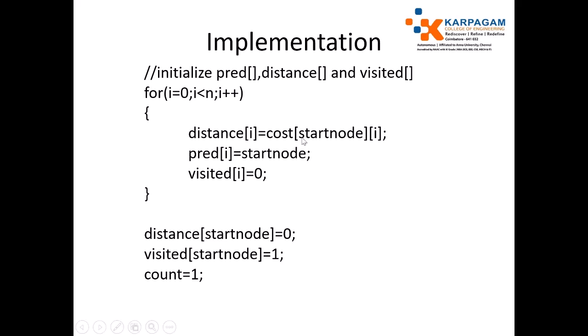So the cost of the starting node to I has infinity value only, because if there is no connection, we have infinity only. So that is set actually. Next, the distance of the starting node is set as 0, the visited of the starting node is set as 1, and the number of nodes visited until now is 1.